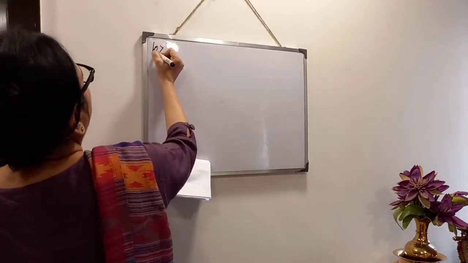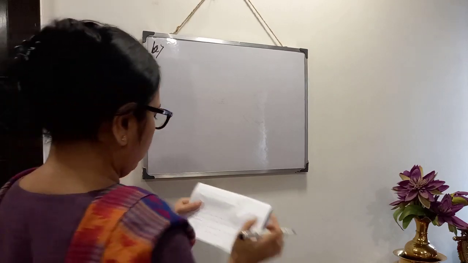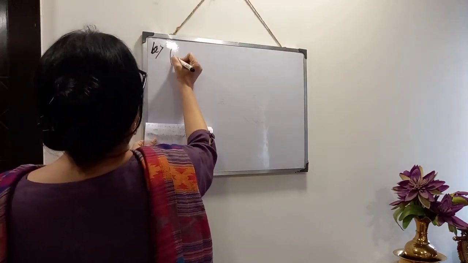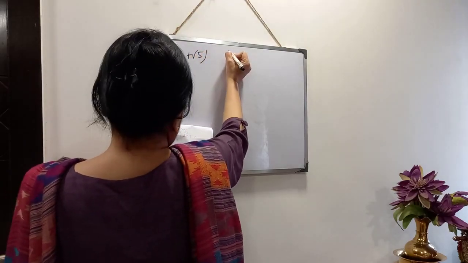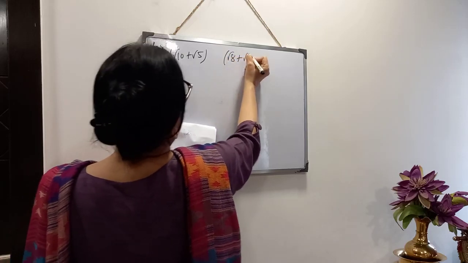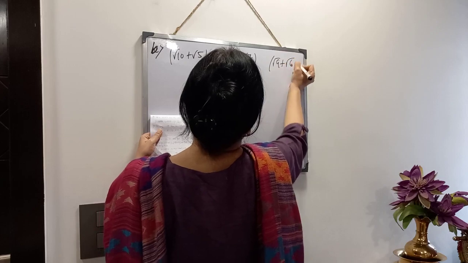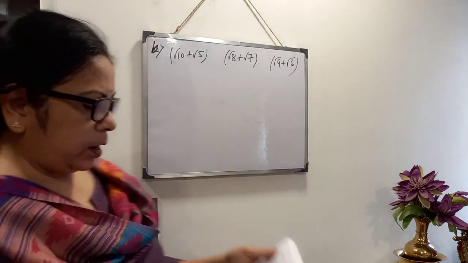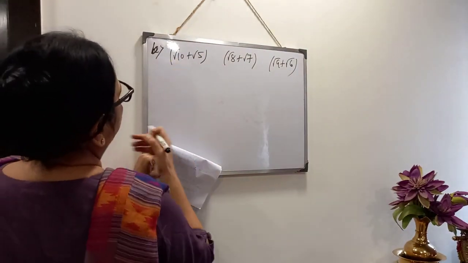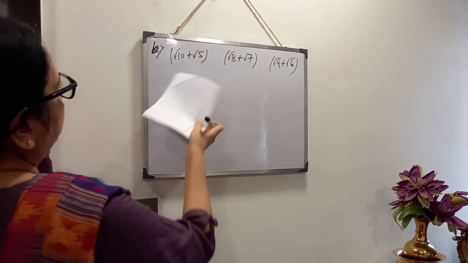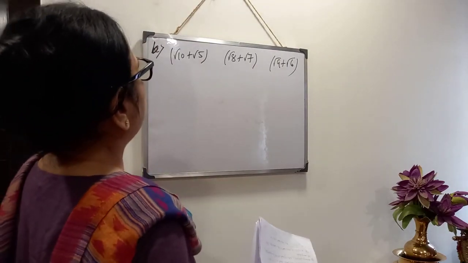First we have to do number B. Arrange in ascending order of magnitude. Given are root over 10 plus root over 5, root over 8 plus root over 7, and root over 9 plus root over 6. Arrange in ascending order. Ascending order means smaller to greater. So how can we tell from here which one is the smallest number and which will come in second position?